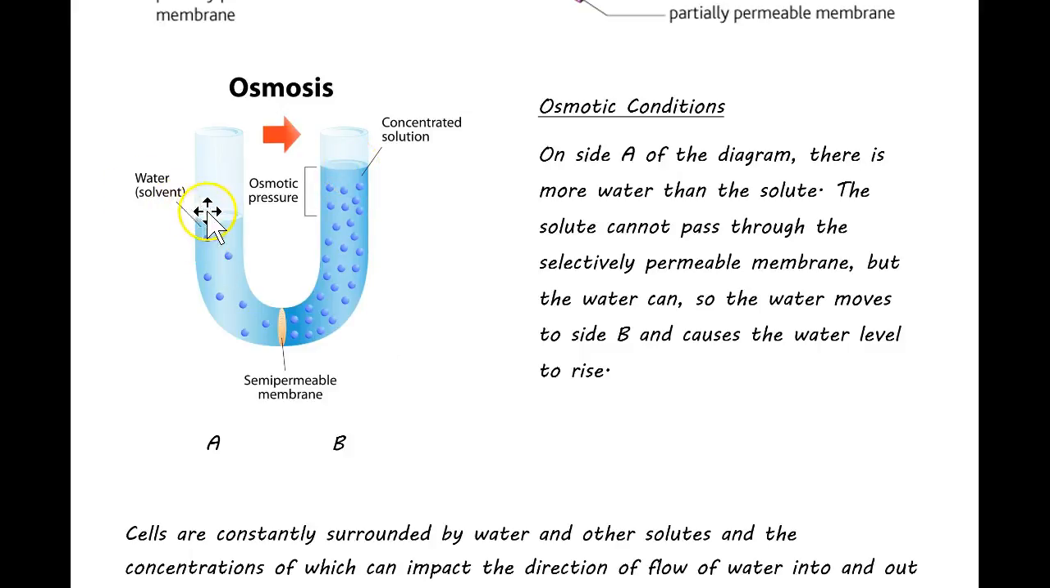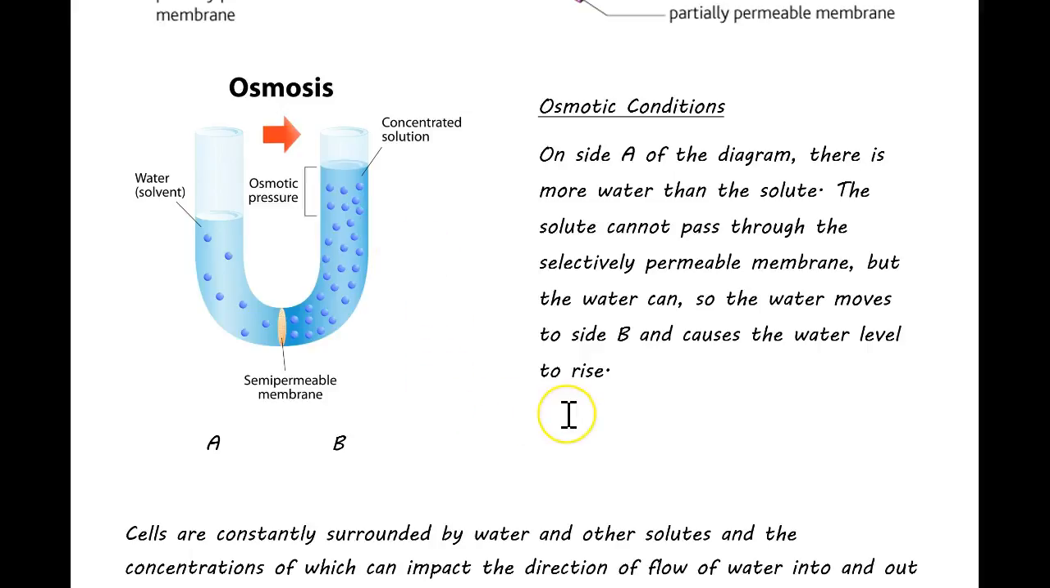Look what happens to the water level. The water level drops here and the water level rises here. It might not look equal, but because of the concentration of solutes here, the amount of water will be equal on both sides. And what this does is it creates something known as osmotic pressure. And that pressure is going to help provide shape and structure to the cell.